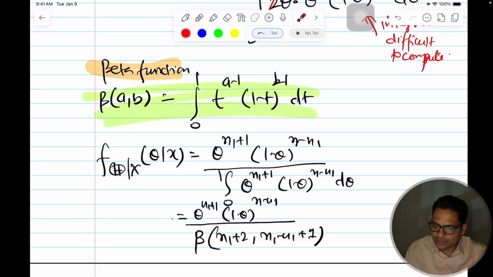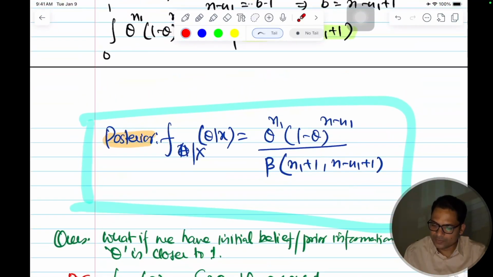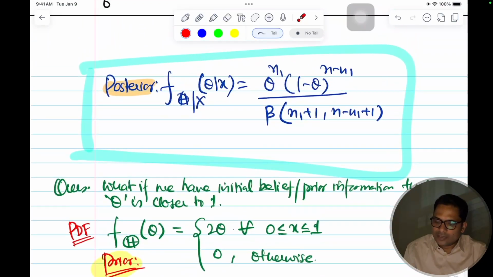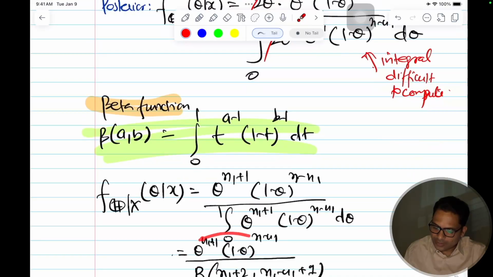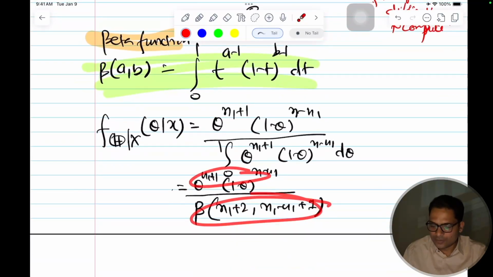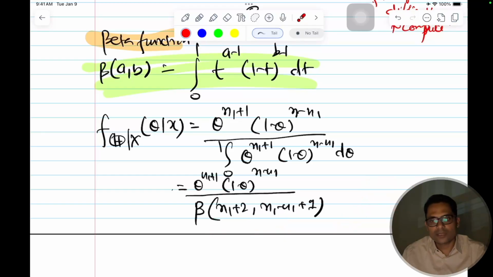Did you see that this beta function is different from the earlier beta function? Earlier it was beta of n1 plus 1, and the numerator is also different. Here the numerator is different, and the beta function below is also different. It will have its own curve, something like this somewhere. That we will see just now.